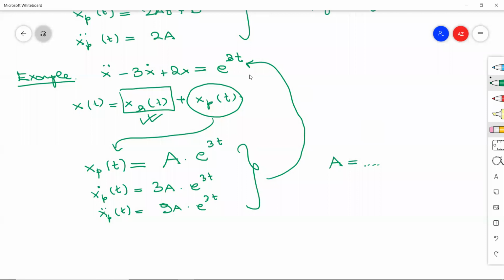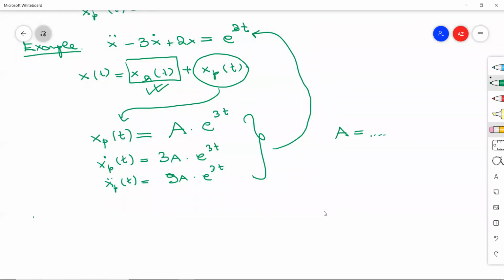So whenever you have an exponential function on the right side, you can try the same exponential function, just allowing the coefficient to be undetermined, and then you compute it from the differential equation.